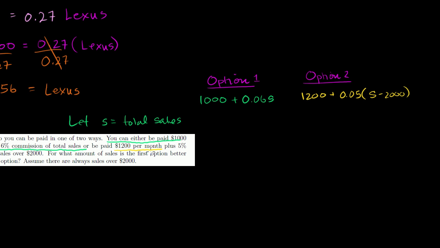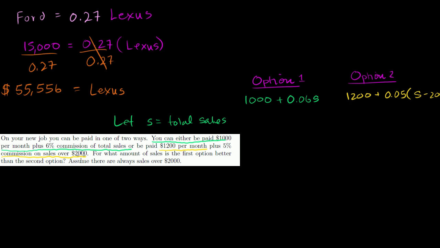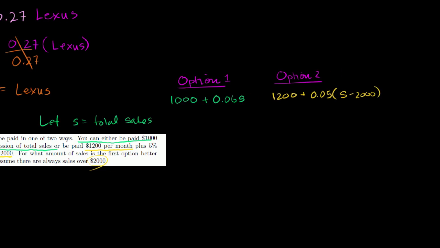So these are our two options. And they ask, for what amount of sales is the first option better than the second option? And assume there are always sales over $2,000. So they're essentially saying this is always going to be non-zero. We want to know the situation where the first option is better, meaning I'll get more money. So when is option 1 going to be greater than or equal to option 2? Let's see what we can do.